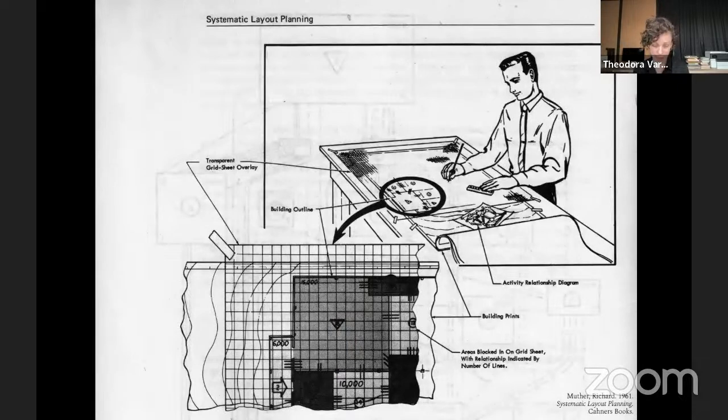Leafing through the systematic layout planning manual, for instance, one finds illustrations of the factory planner, who is portrayed, of course, as a white male engineer, drawing an activity relationships diagram that looked like a string diagram to picture flows of materials and flows of people in the factory floor plan. And then overlaid transparent grid sheets on the factory floor plan to really think about this kind of overlay of activities on the actual geometry of the floor plan.